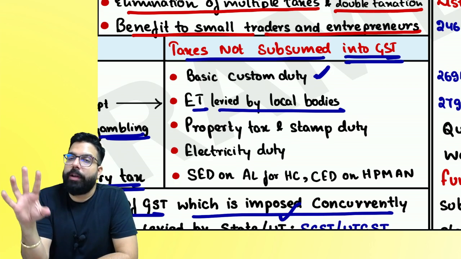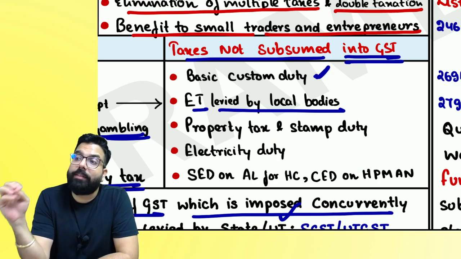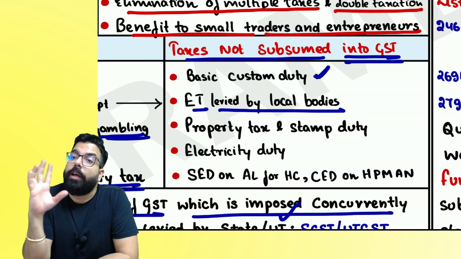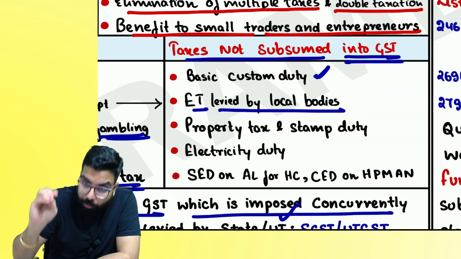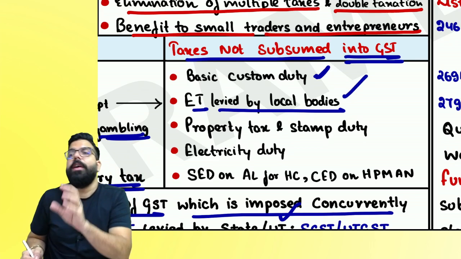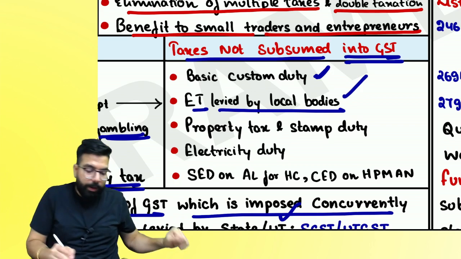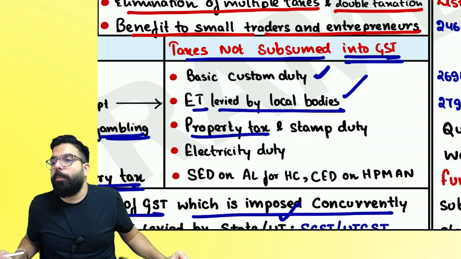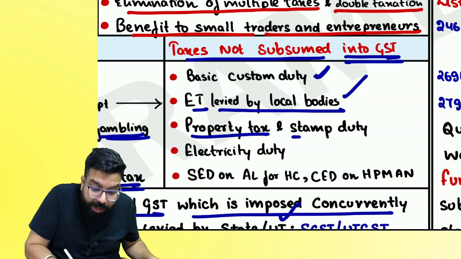Are we clear, everyone? For example, in Bombay, you will see the local municipality and local panchayat charge local entertainment tax. The entertainment tax is gone and GST will come. But whatever local entertainment tax was there, charged by local bodies like municipalities and panchayats, will still continue. Property tax: on properties you pay property tax.